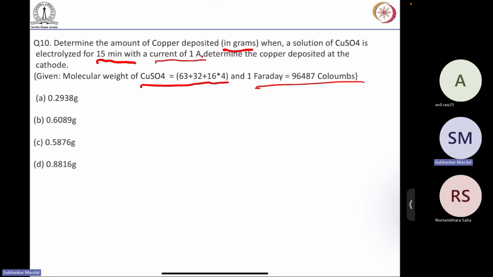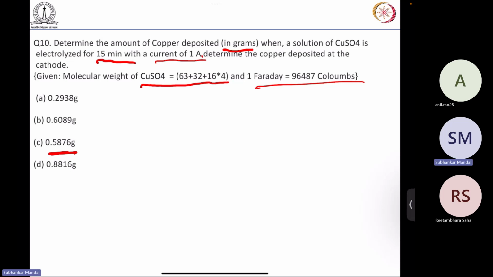So what will be the answer? Basically, what are the things given? You just see. Okay, Anil is telling that it is option C. So all people are thinking option C will be right.